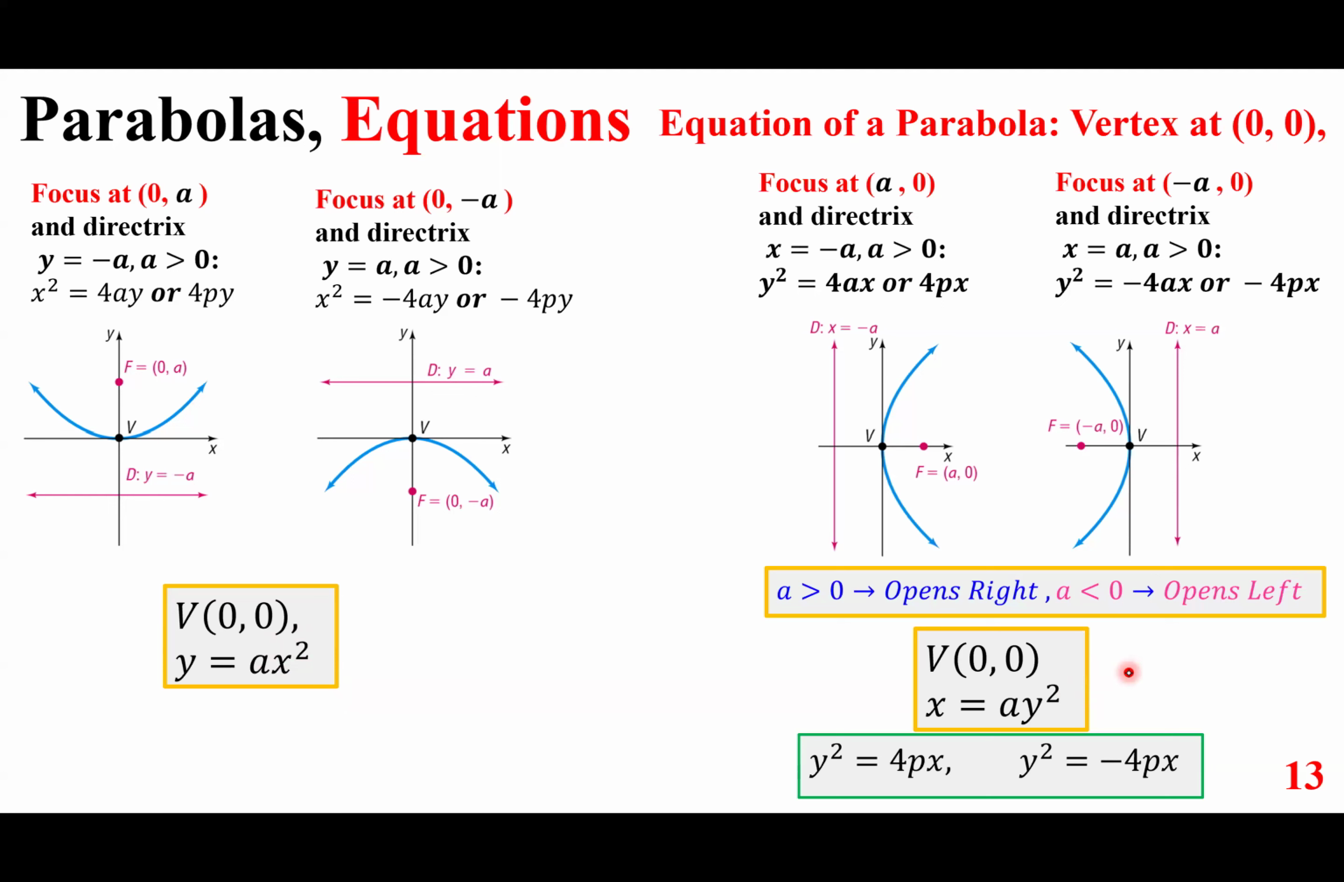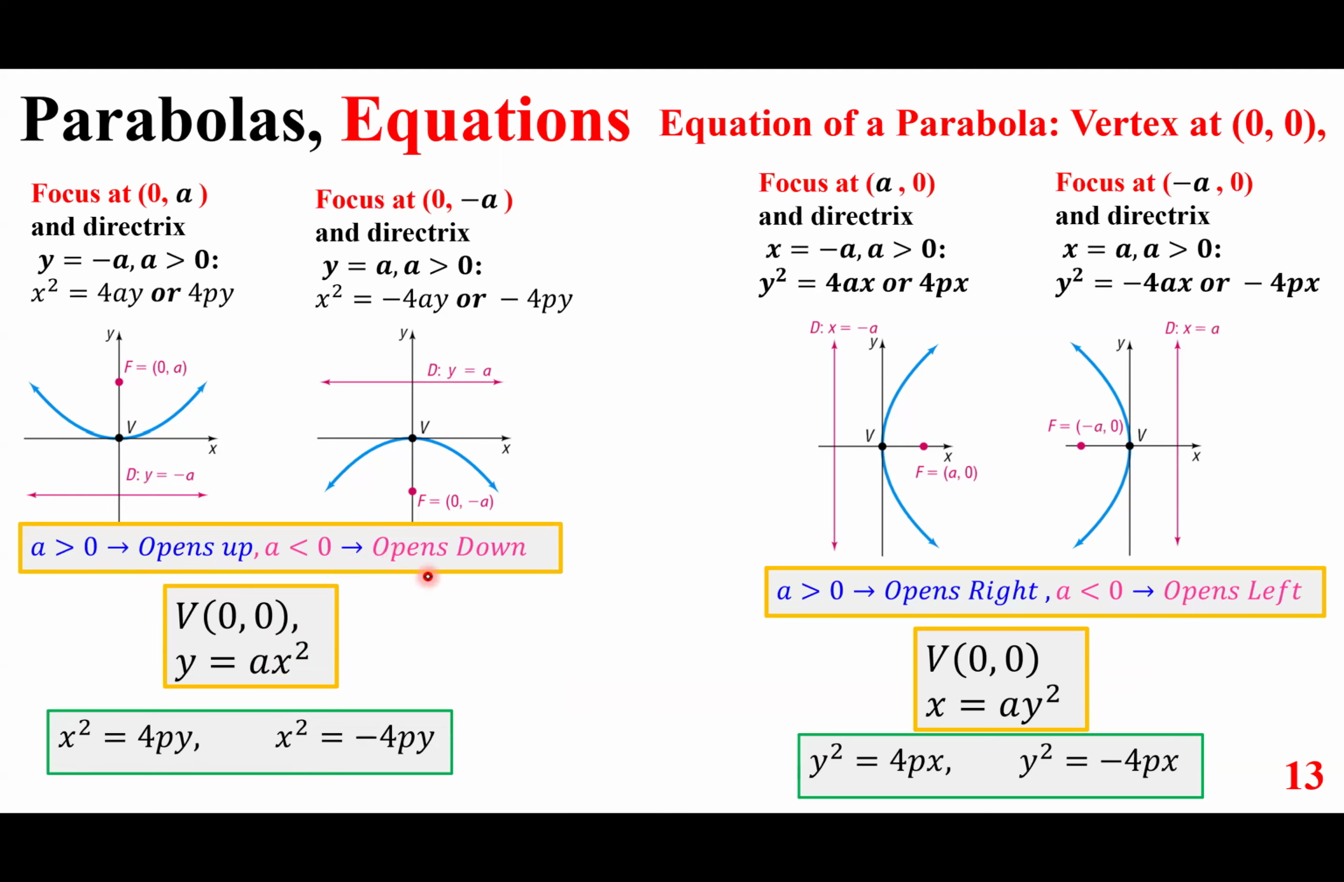I've already said, a positive opens up, negative down. This one is sideways. This one is y squared equals 4px. This one is x squared equals 4py when it opens up, and minus 4py if it opens down. The focal distance, as I mentioned, is either p or a, not this a. I can't emphasize this enough.